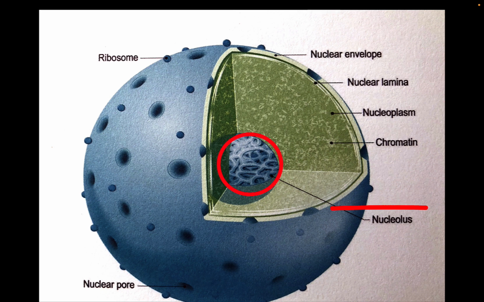The nucleolus is the site of ribosome production. Ribosomes are organelles made of protein. They migrate out of the nucleus into the cytoplasm via the nuclear pores, where they can be used to synthesize other proteins.